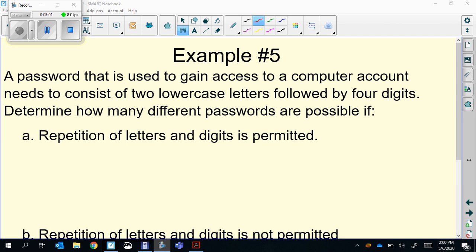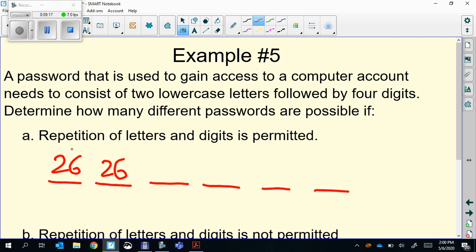All right, here we are back to computer passwords. 2 lowercase letters followed by 4 digits. Determine how many different passwords are possible if you are allowed to repeat. So it's 2 lowercase letters followed by 4 digits. The lowercase letters, there's 26, and you can repeat, so it's 26 and 26. And then the digits, there's 10.